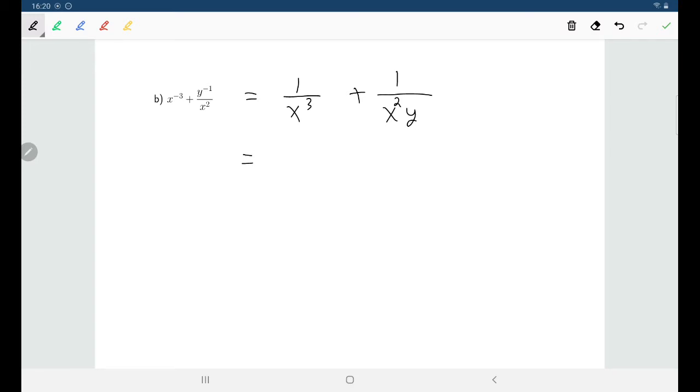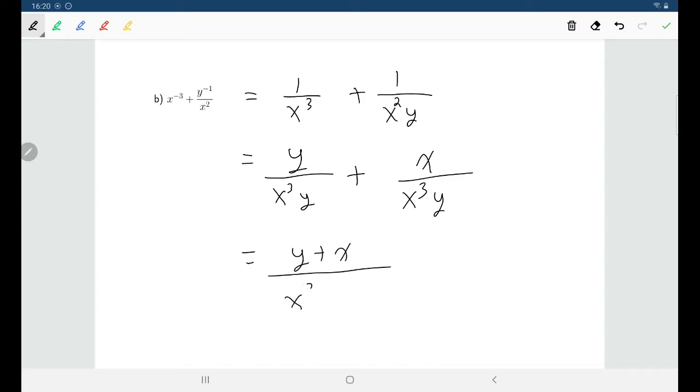I can see that we've got x's already in both. I have x cubed in the first term and x squared in the second. So this second term, I'm going to need to multiply that one top and bottom by x. The second term has a y in the denominator and the first one doesn't, so I'll need to multiply this one top and bottom by y. So I'll have y over x cubed y, and I'll have x over x cubed y, so y plus x over x cubed times y.